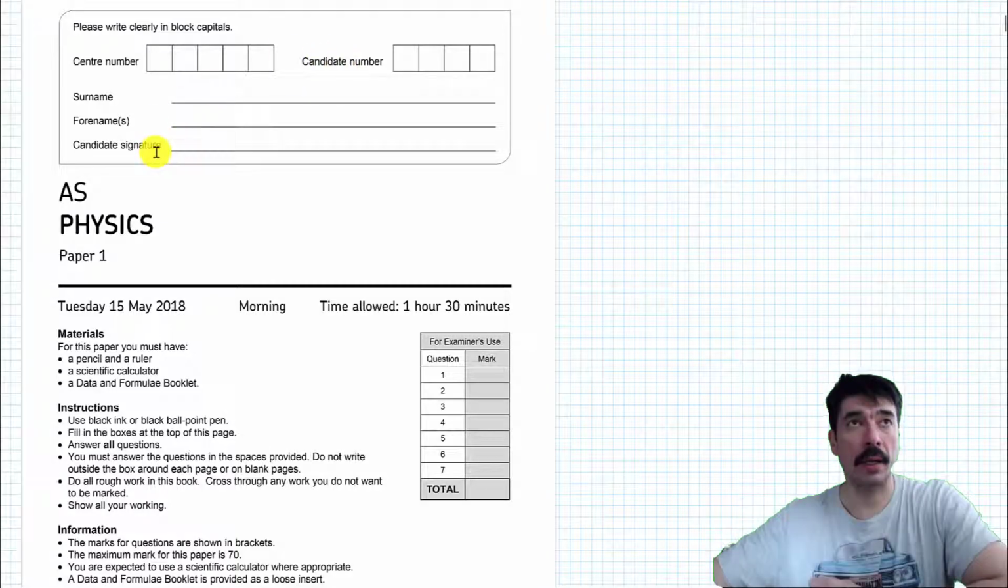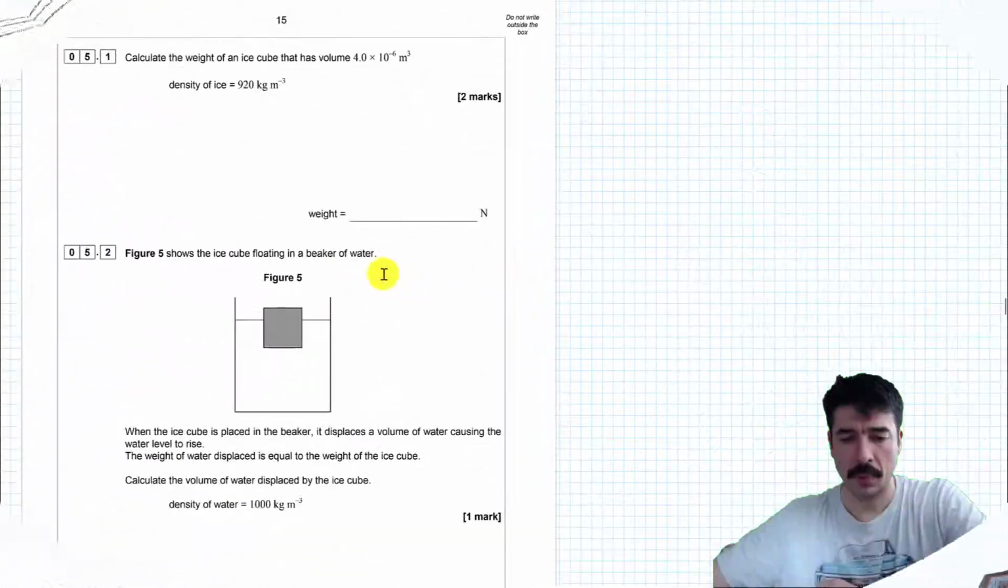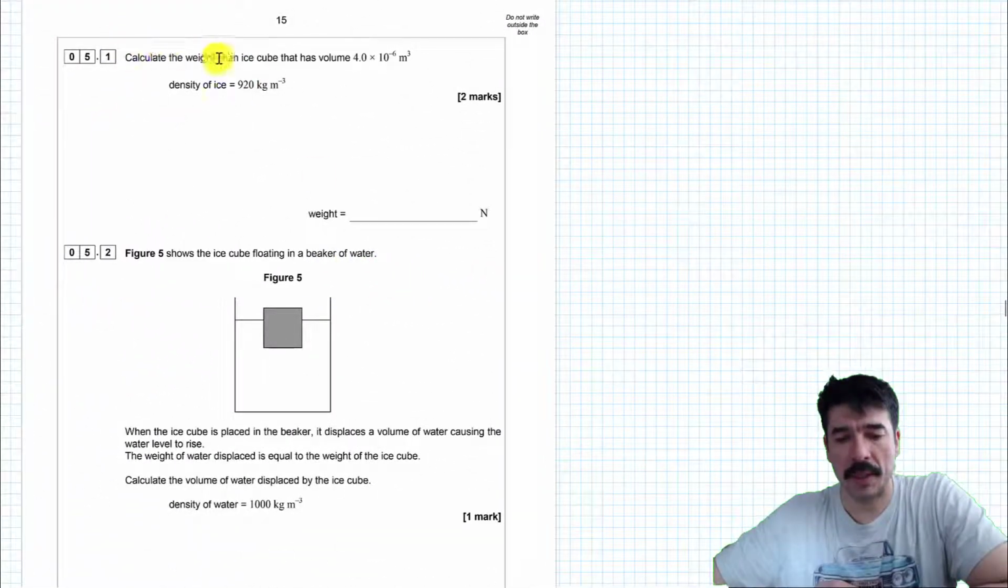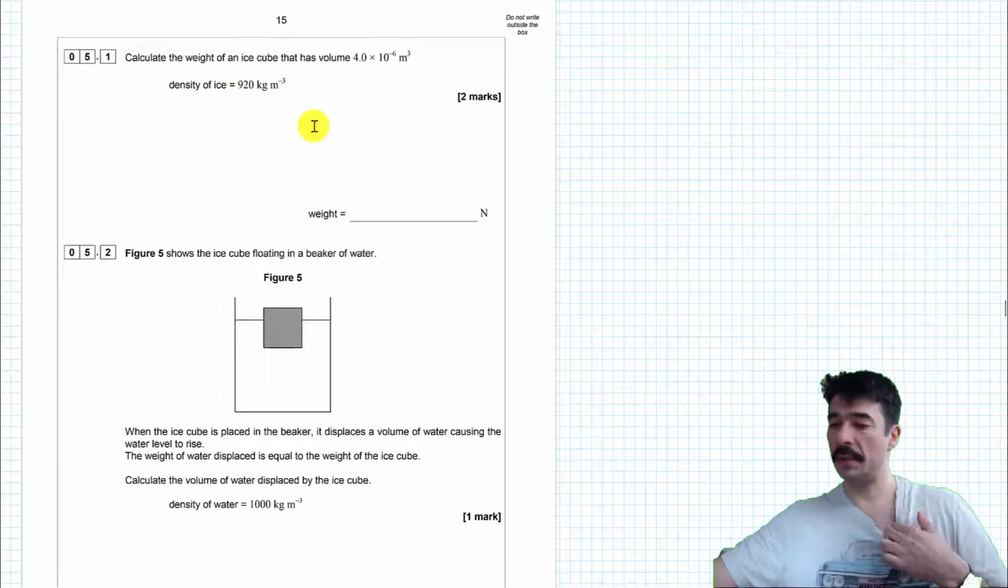We're going to be going through question 5 from the May 2018 AS Physics paper for AQA. Okay, so question 5. Calculate the weight of an ice cube that has a volume of 4 times 10 to the minus 6 meters cubed. The density of ice is 920 kilograms per meter cubed.